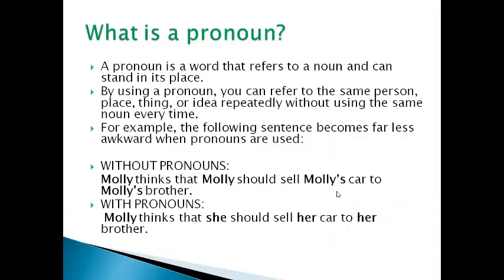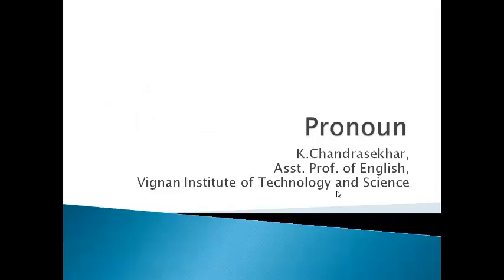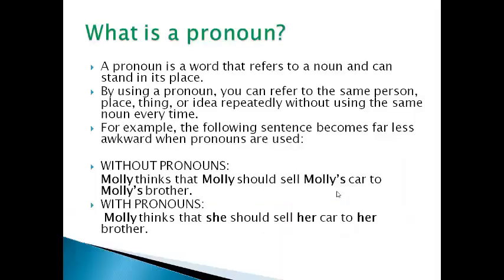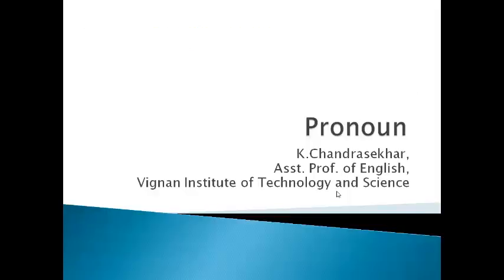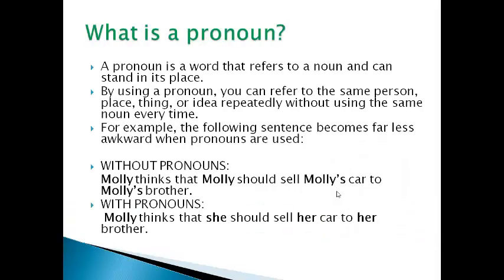So first, as a part of this noun pronoun agreement, as I said earlier, we discussed what is a noun. Now, what is a pronoun? A pronoun is a word that refers to a noun and can stand in its place. The prefix pro means in place of. So when we use another word in place of a noun, that is called a pronoun. Why do we use pronouns? To avoid the repetition of nouns, we use pronouns.